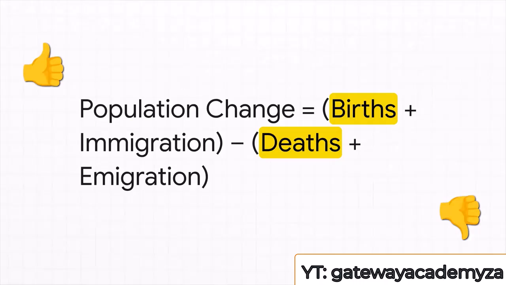And it boils down to this super simple formula. You take all the additions, the births and the immigrants, and you subtract all the subtractions, the deaths and the emigrants. If the first number is bigger, congrats, your population is growing. If the second number is bigger, it's shrinking. And if they're perfectly equal, the population is stable. But let me tell you, that perfect balance is pretty rare in the wild.